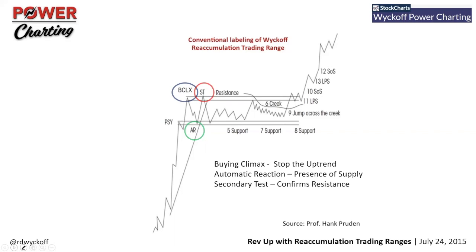After the automatic reaction, well, usually around the same time, we see both, and then we draw resistance and support. Once the automatic reaction concludes with a rally that goes up to the secondary test, we draw support. So now we have the range-bound condition that the market should pretty much stay within for the remainder of the accumulation area. And we'll see that there's some variation on that theme as we go.